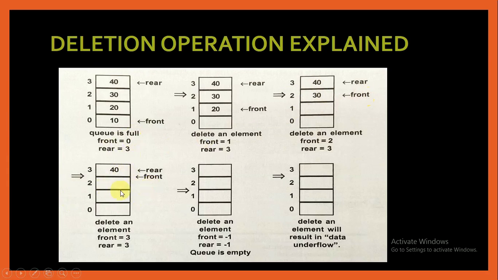And you can see here after deleting 30, both front and rear, they are pointing to index number 3 and it contains value 40. Now there is only one single element in the queue and both front and rear contain the index number of this element. So you can see here again, when front and rear are same, there is only one element in the queue. Now if I further try to delete an element from the queue, this element will be deleted from the queue and both front and rear will become -1 as the queue becomes empty after the deletion of this element. And if I try to further delete an element from this queue, it will result in data overflow.